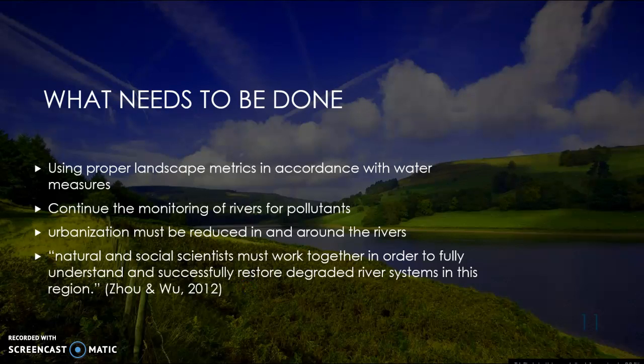What needs to be done? Using proper metrics in accordance with water measures. Using the proper landscape metrics that are related to urban land use are particularly useful when used together with water quality measurements. Continue the monitoring of rivers for pollutants. Urbanization must be reduced in and around the rivers.